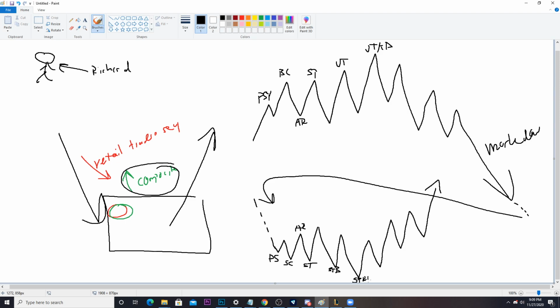So here you go. Here's your spring, right? Here's your test. Here's your LPS, last point of support, and here's your test up here. Here's your last point of supply. Now, not every single schematic or consolidation or area of distribution or accumulation that you're expecting to see prices go higher or lower in will look like this. Why? Because prices move in different ways and create liquidity in different ways.